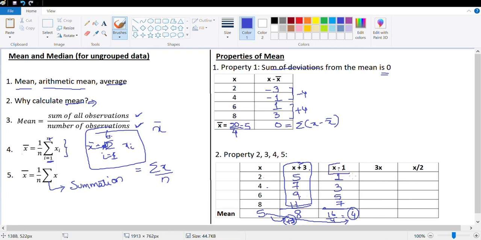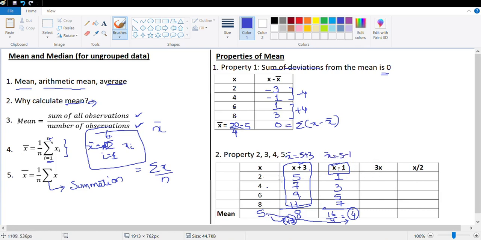If you subtract a number from all the data points or all the observations, the mean also gets subtracted by the same number, right? 5 minus 1, that's 4. So the new mean is 5 minus 1.